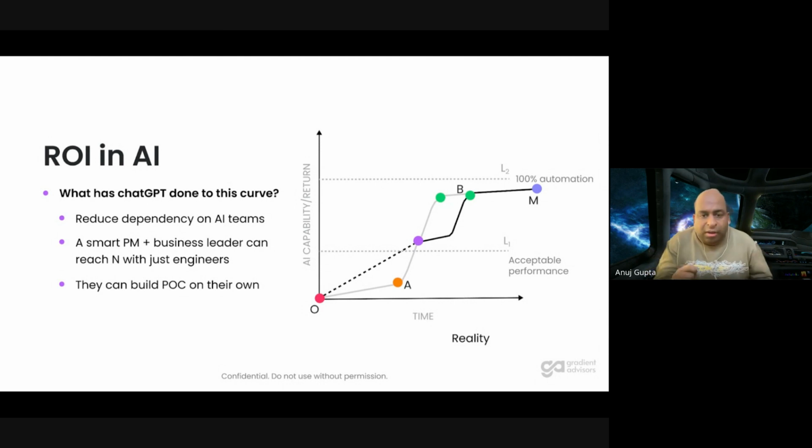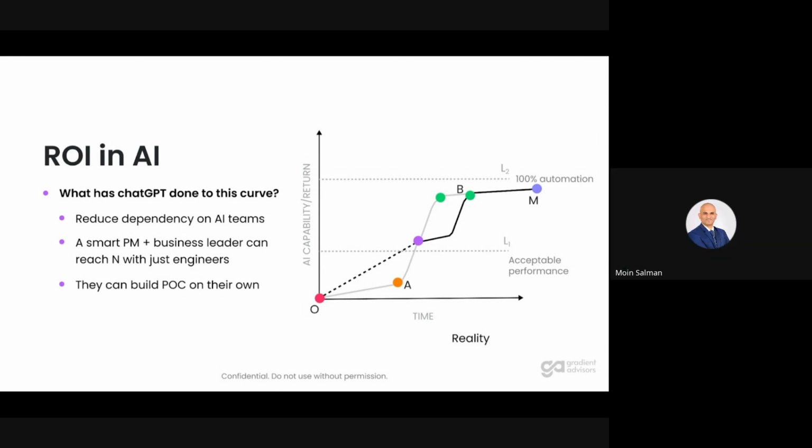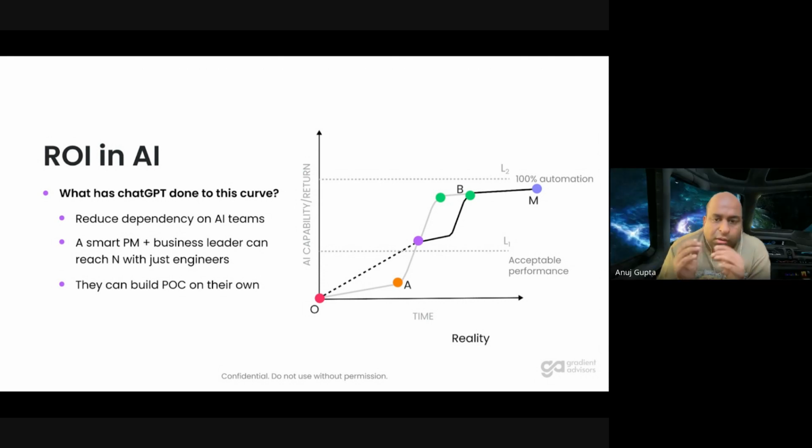This is a nuanced part. Is everyone clear about this? Some: Yes. Can you just repeat again? Yeah. So see, with a ChatGPT moment, right?